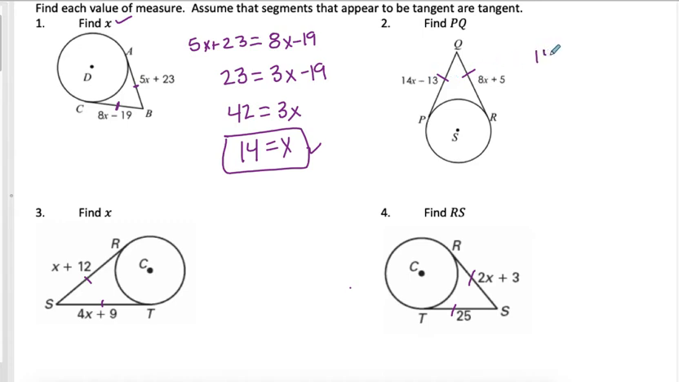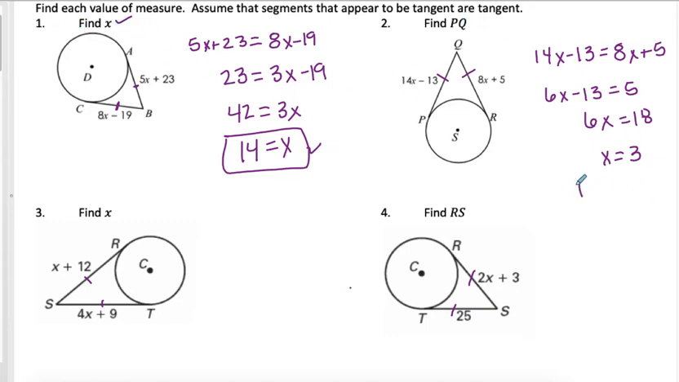equal. Congruent parts give us equal measures. So 14x minus 13 equals 8x plus 5. Subtract 8x. Add 13. I can do this one in my head because I divide by 6 and get 3. All right, so on this one it said find x and we were done. This one says take it one step further and tell me what is the length of P to Q. So I need to plug this in.